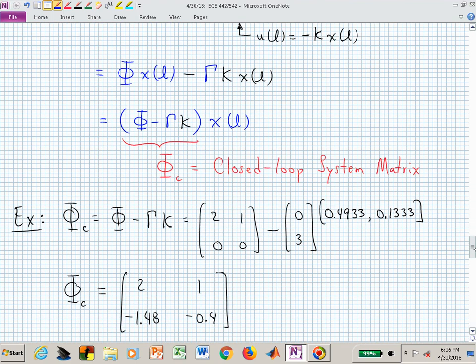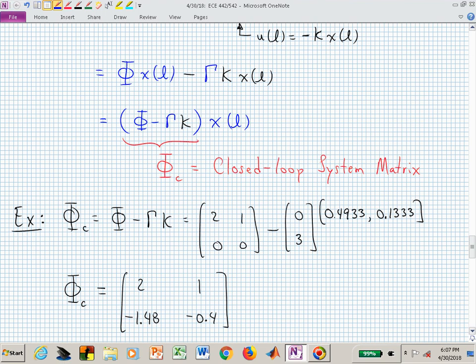And if we return to our example, we have now changed phi, the original open loop system matrix, which was 2, 1, 0, 0, into phi sub C, which is now 2, 1. And why did we not change the top row in phi sub C? Why did that not get modified with full state feedback? Pardon?